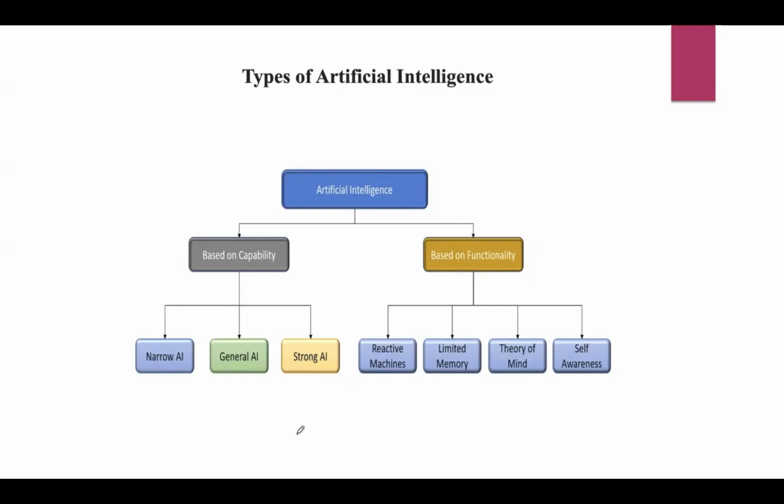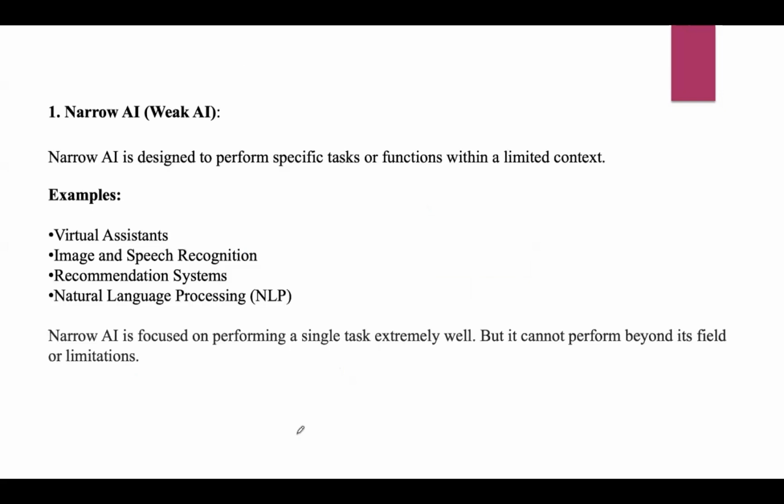And we have different categories in capability, that is narrow AI, general AI, and strong AI. And based on functionality, we have various examples like reactive machines, limited memory, theory of mind, and self awareness. Let us see the first category. First one is narrow AI, which is also called weak AI.